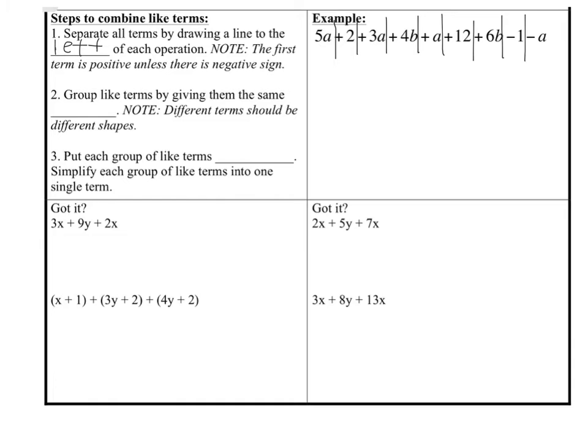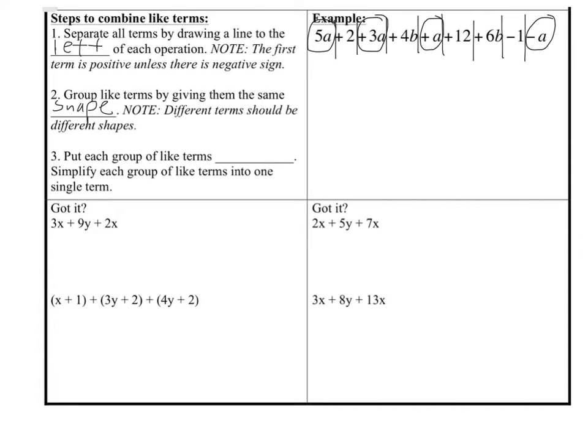Step 2, group like terms by giving them the same shape. So different terms should be different shapes. Okay, so we'll go ahead and do that. My first term here is 5a, so I'm going to give that a shape of a circle. So anything else in this expression that has an a, I'm going to circle it. So I'm going to circle positive 3a, positive a, and then negative a.